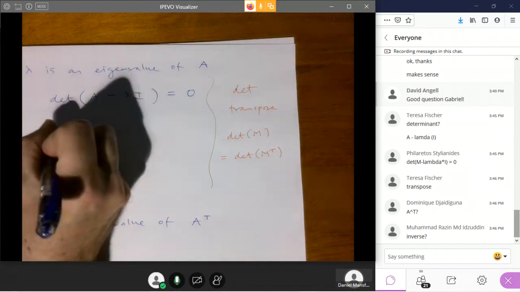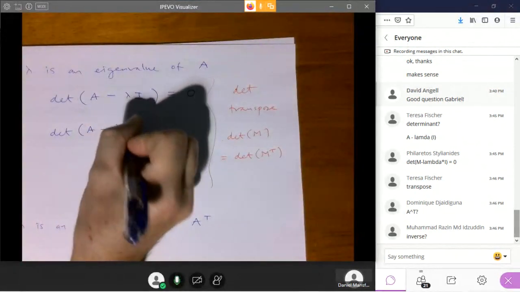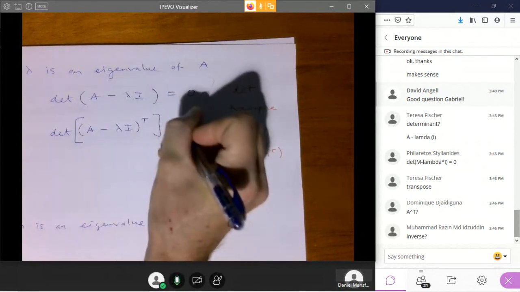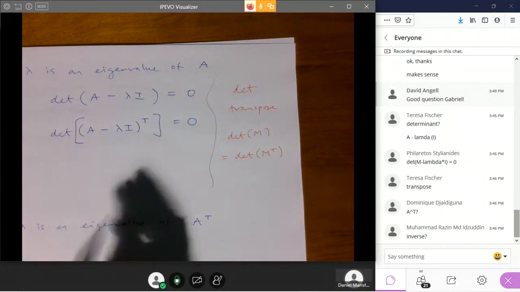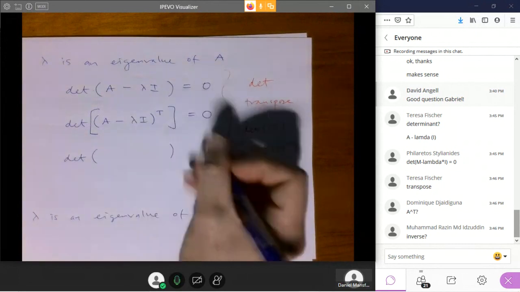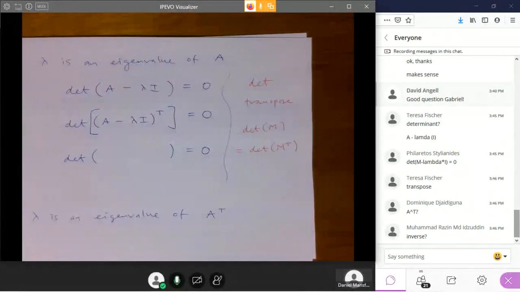So we could say here, determinant of (A minus lambda I) transpose, maybe I should put more brackets there, also equals 0. It equals the same thing, equals 0 therefore. And now you need to know some of your algebra about determinants. Could anybody rewrite that bit, this in brackets transpose? How could I write that?